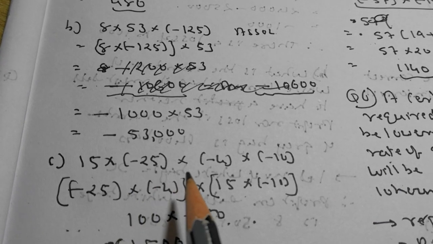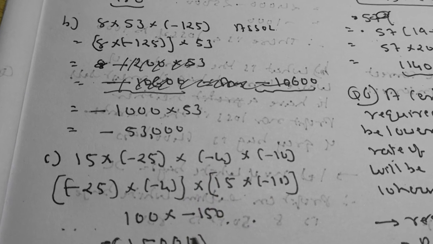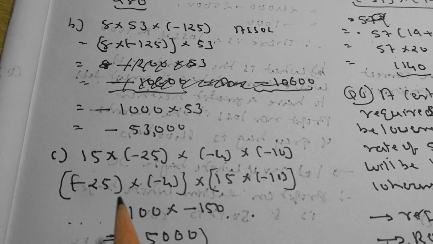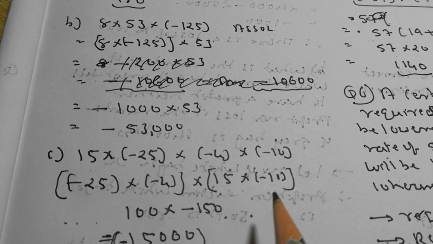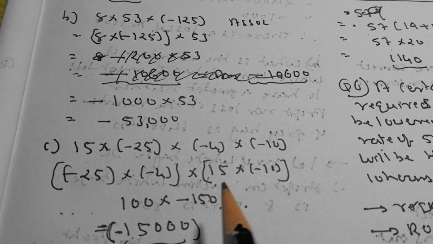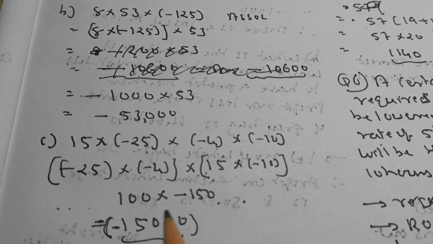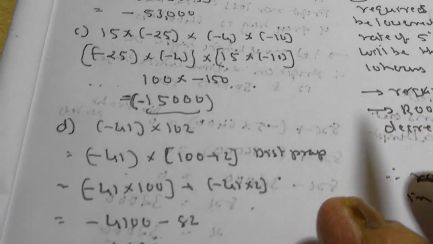15 into minus 25 multiplied by 4 into minus 10. So for making my multiplication easy, I have made two groups, 25 into 4 and 15 into minus 10. 25 4s is 100. 15 into minus 10 is minus 150. So 100 into minus 150 is minus 15,000.